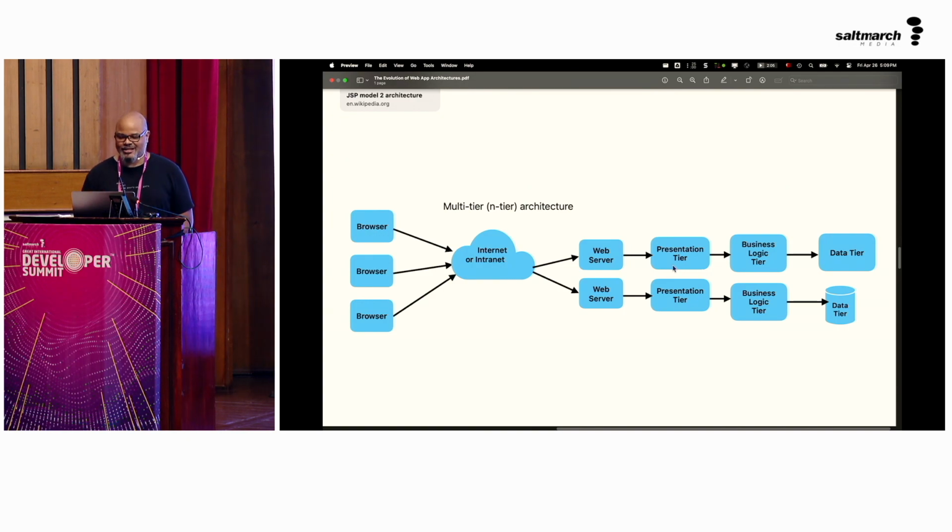And if you think about it, this is very much a precursor to what we're doing now, but these were all physical servers, right? There was no Docker. We basically had physical hardware for all of this, okay?